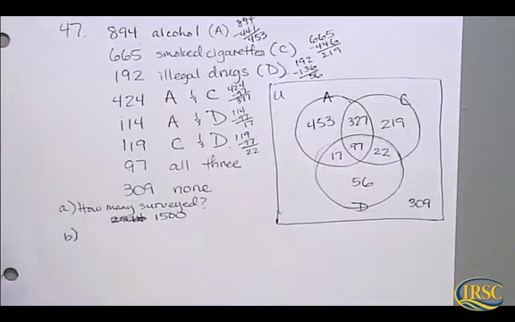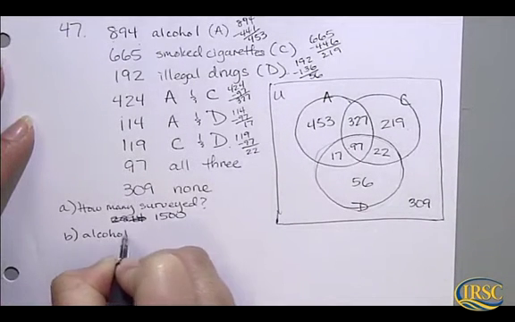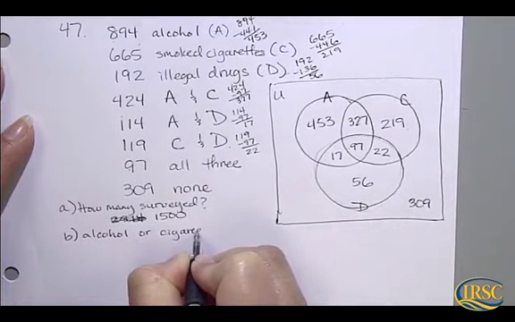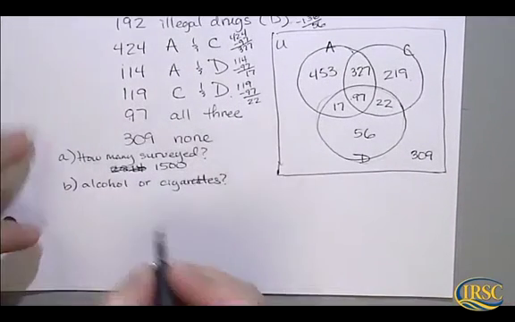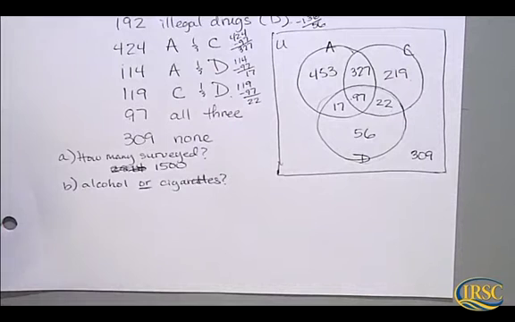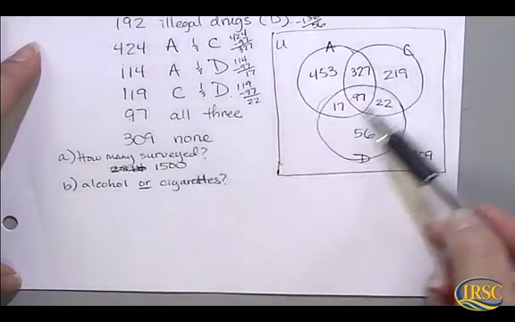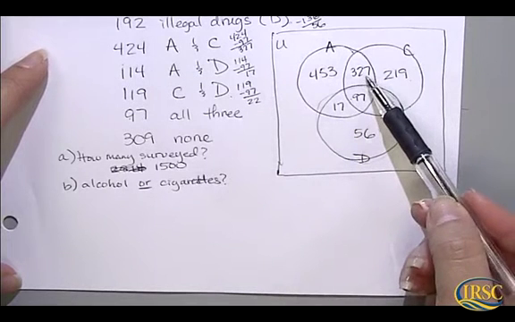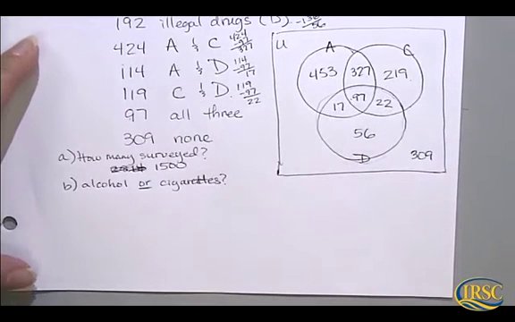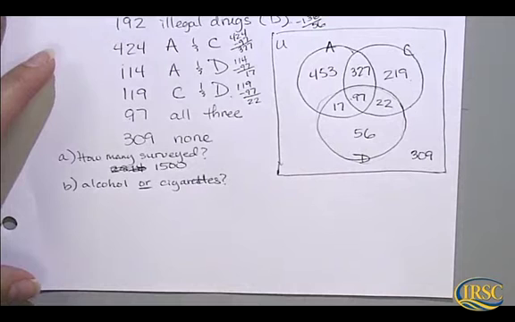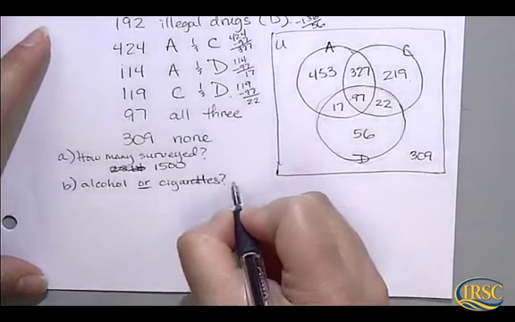All right, part B. How many drank alcohol regularly or smoked cigarettes? Okay, so they want to know alcohol or cigarettes. What is the key word in that problem? Or, good. What does or mean? Union, good. So being the union, that means you want everything inside of alcohol or cigarettes. So everything inside of this circle or this circle. So you're adding the 453, the 327, the 219, the 17, the 97, and the 22. 1,135 is correct. Great job.